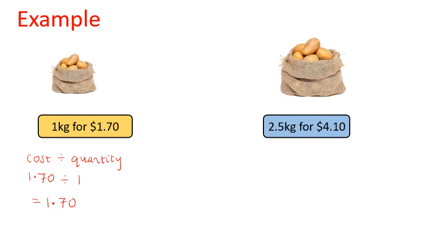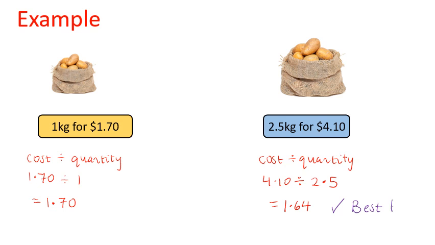This next bag here, cost divide by quantity. So the cost of this bag is $4.10. Divide by the quantity, which is 2.5 kilos. Pop that in the calculator and it equals 1.64. So I'm looking for the cheapest option here, which is this one. So this is the best buy.